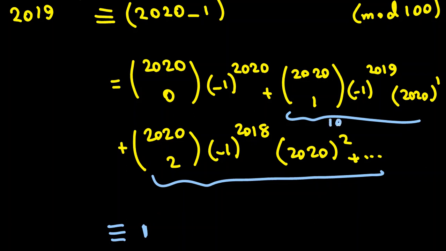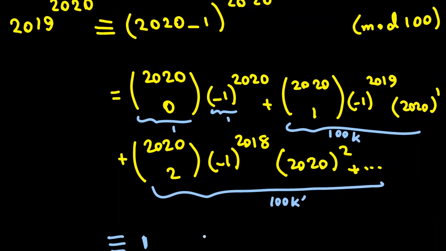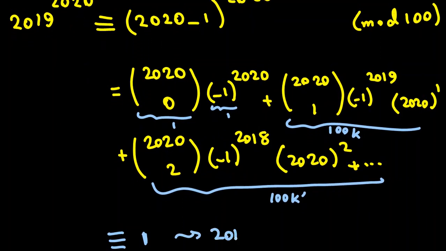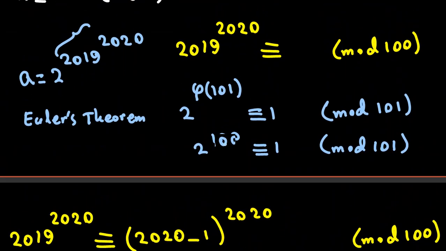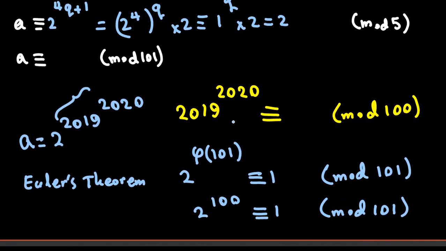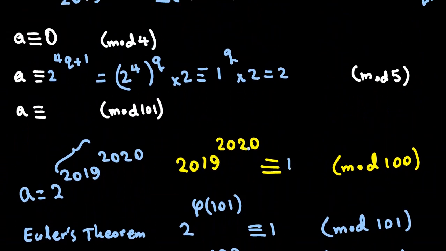Okay, so it is 100k prime, so only 1 times 1 is left. So we found 2019 to the power of 2020 is congruent to 1. You can say 2019 to the power of 2020 is 100t plus 1, because it's congruent to 1 mod 100. So you can say what? You can say 2019 to the power of this is 1, and we can say what?